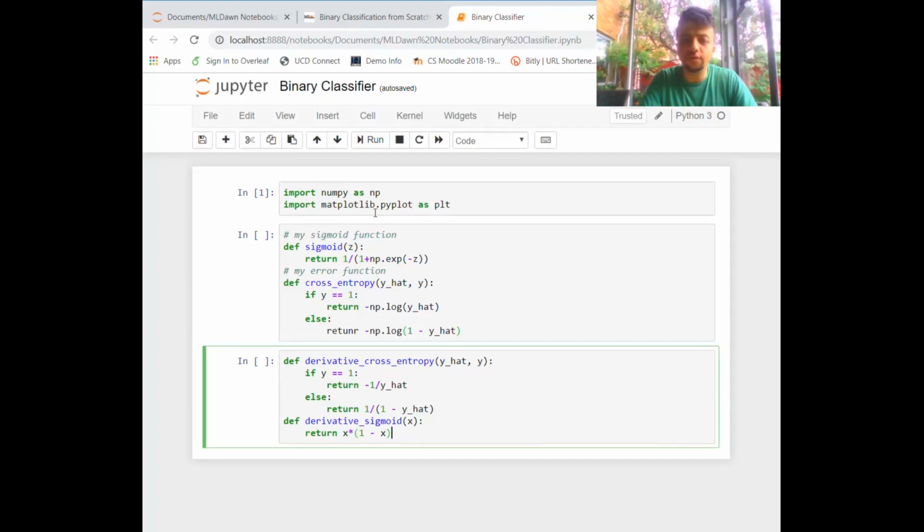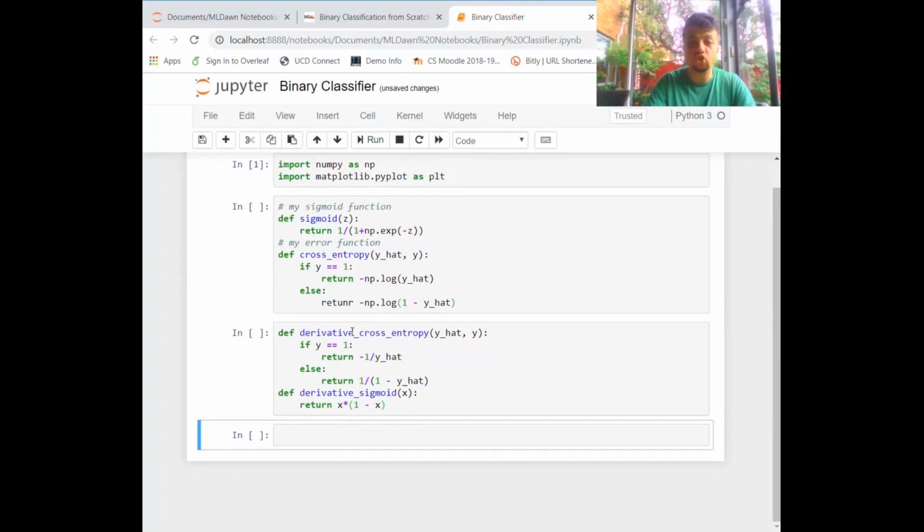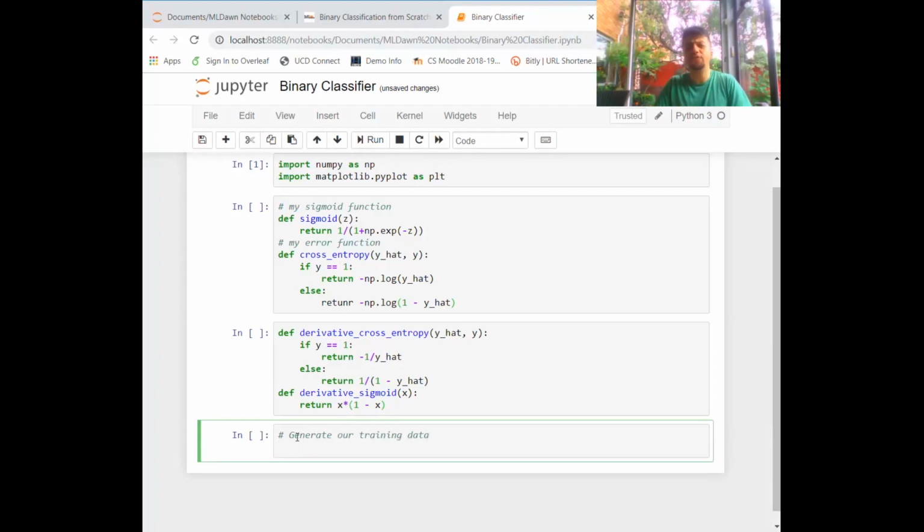We actually implemented all the functions we needed. So the next step is to actually generate the data. This is the step when we want to generate our training data. Because it's a binary classification problem, we're going to generate some one-dimensional examples from the negative class and positive class. Because it's a synthetic data set, I'm just going to consider two Gaussian distributions, and I'm going to sample from them.